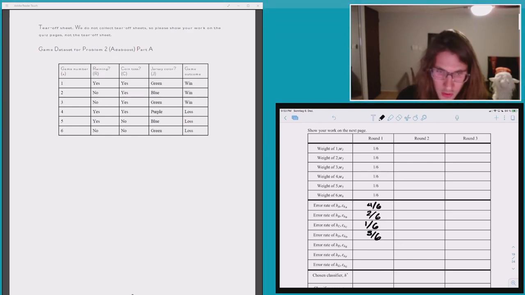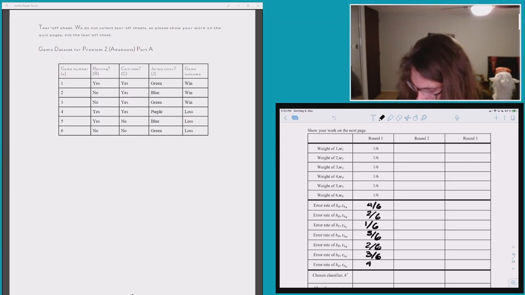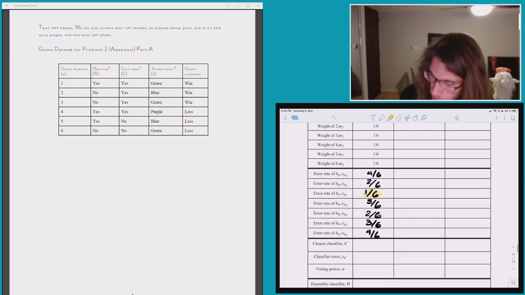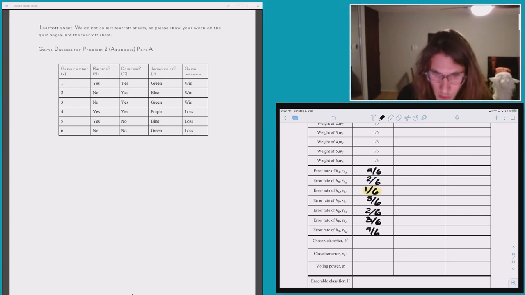And then we get into the colored shirts. The green had 2 mistakes, the blue had 3 out of 6, and the purple had 4 out of 6 incorrect. And now we have to choose the classifier with the error furthest from 1/2. There are 2 of them, 1/6 and 5/6, but because we're going in alphabetical order, it would be 1/6. So I have that HC is the best classifier, and the error rate is 1/6.